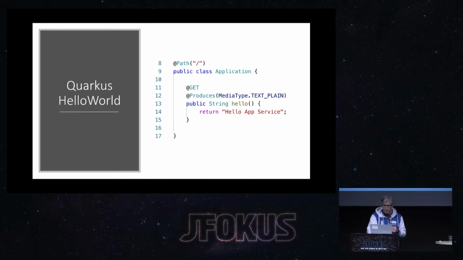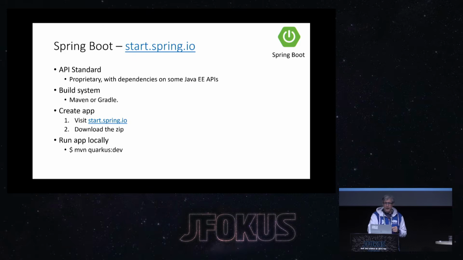So a Quarkus Hello World is, again, a JAX-RS application. Spring Boot: here the API standard is proprietary. It's all defined by Spring, but it does have some dependencies on Java EE APIs. For example, it uses Servlet, and it uses JPA.